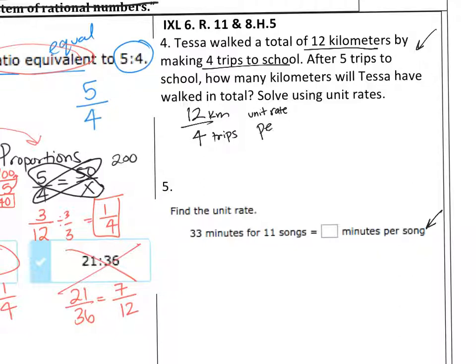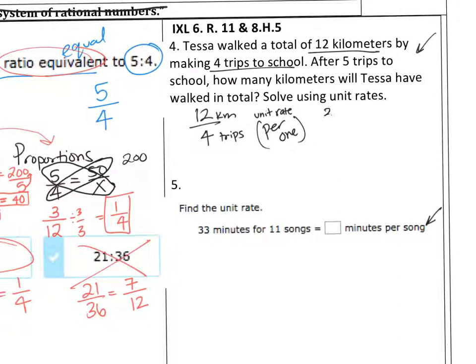It's just per one. So in this case, Tessa goes 12 kilometers. She walked 12 kilometers in 4 trips. If I want to find the unit rate, we have to figure out how many she travels per trip. So you guys did this in the last couple weeks. You just divide 12 by 4, and that gets you 3 kilometers for every 1 trip, right? If you divide 12 by 4, you get 3. So in 1 trip, she walks 3 kilometers, okay? And it says solve using unit rates, which is what we did.